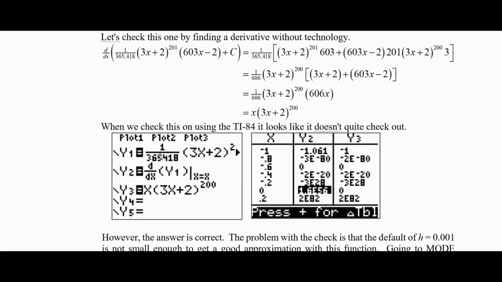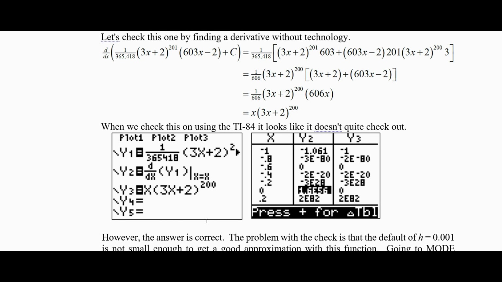Here's the calculator check. Remember how you do these. You put your answer in right here. It's running off the screen here, but that's my answer. And then down here in y2 is the numerical derivative of y1, math 8. And y3 is the original problem. And the tables for y2 and y3 should check at least to a lot of digits.